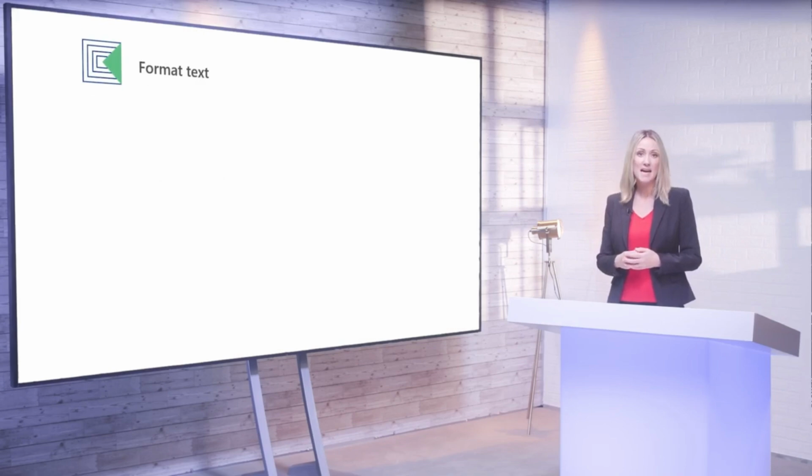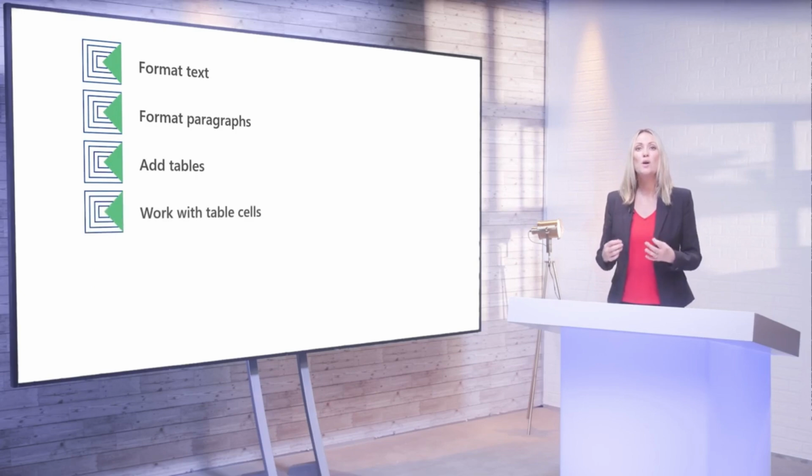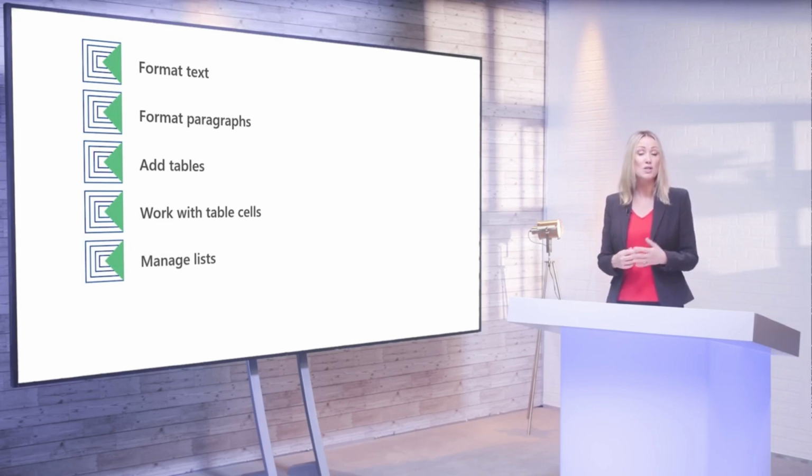You can format text, including characters, alignment, and display. You know how to format your paragraphs by controlling their layout and working with borders and shading. You're familiar with how to add, modify, and format tables, including how to convert table data. You can work with tables by sorting data and controlling cell layout. And finally, you know how to manage lists, including sorting and renumbering the items they contain and customizing their appearance.